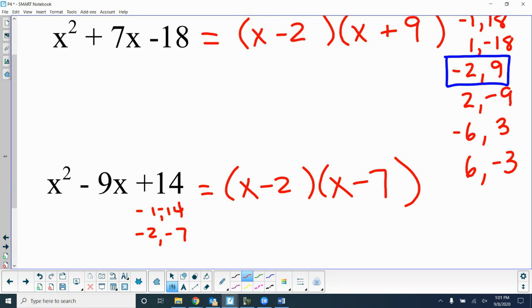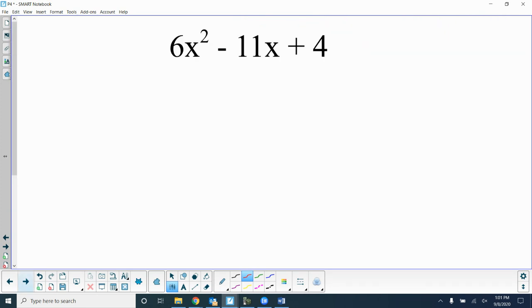Questions on regular trinomial when A is 1? Pretty quick and easy. You guys are really good at this. You'll be really good at this by Friday's quiz, too. Now, this one's a little bit tougher. Why? Because A is 6, right? So here's what I do when A is not 1, when it's 2 or bigger. I take the A and I multiply it by the C.